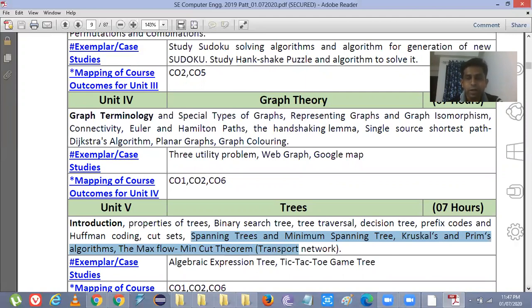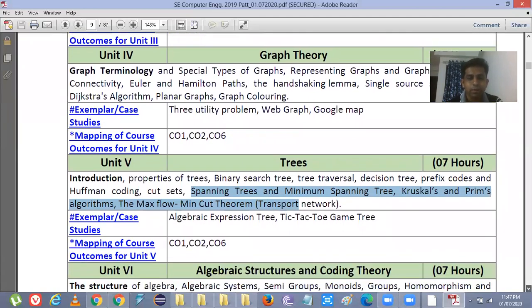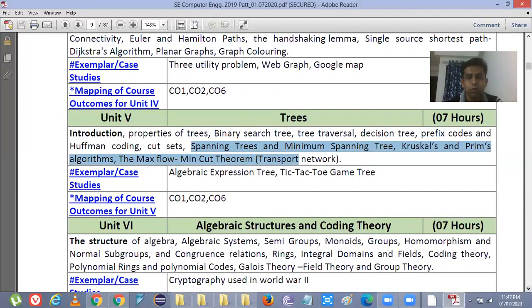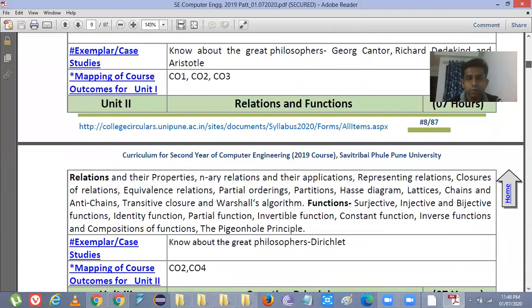And the next unit, the sixth unit, is algebraic structure and coding theory. Under this unit, we are going to study group, rings, integral domain, field, coding theory, Hamming distance. All these parts are very important for cryptography, which comes under network security. Then after that, we will discuss the examination structure.